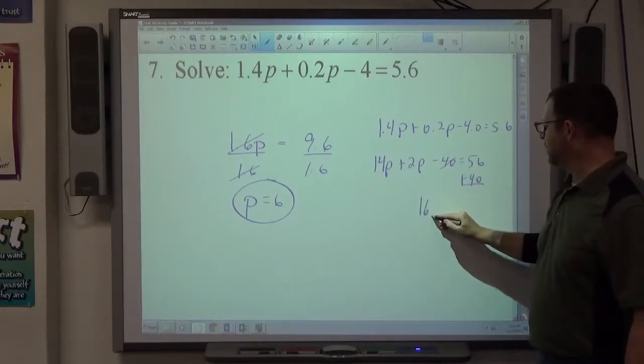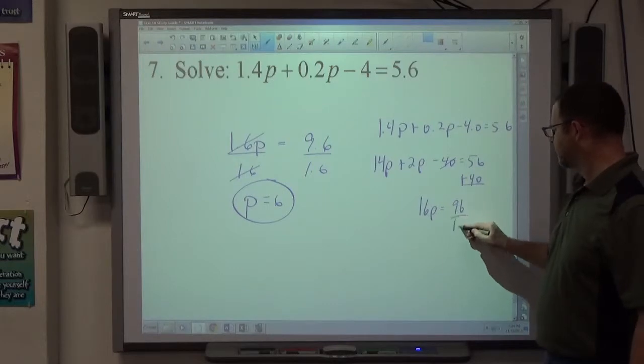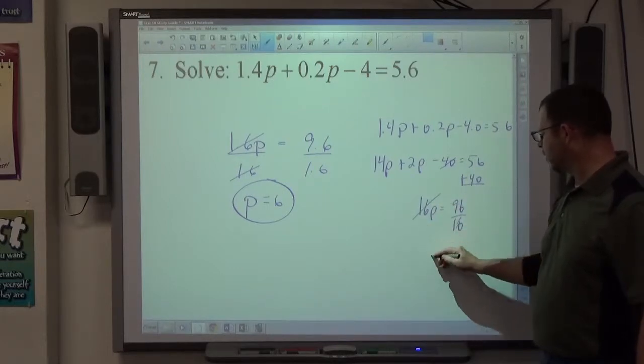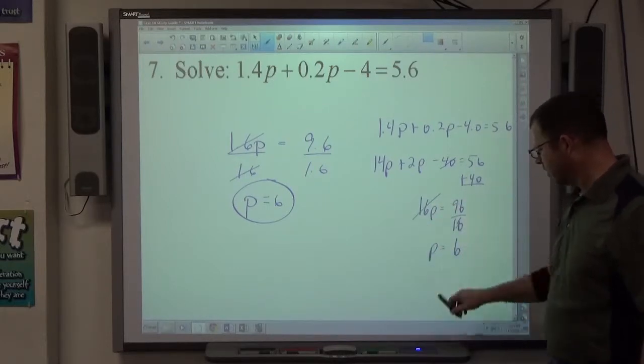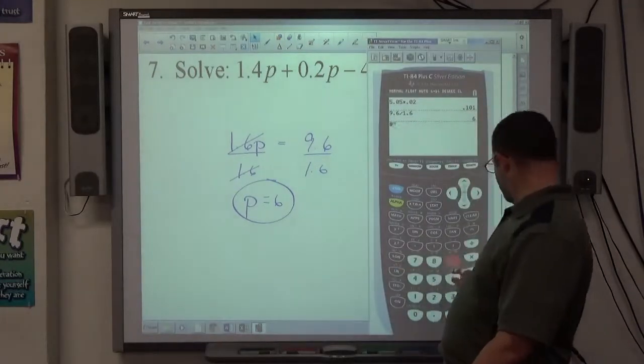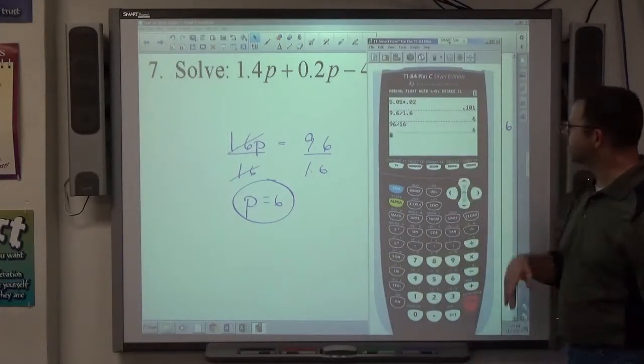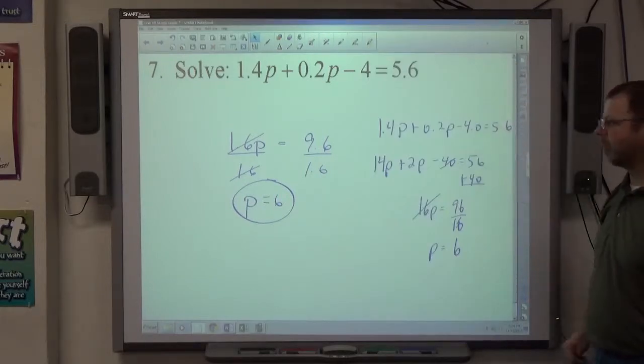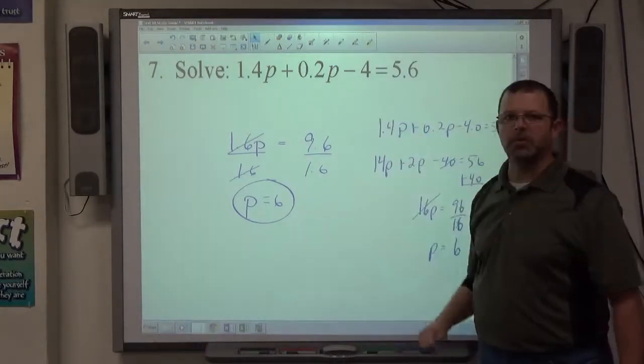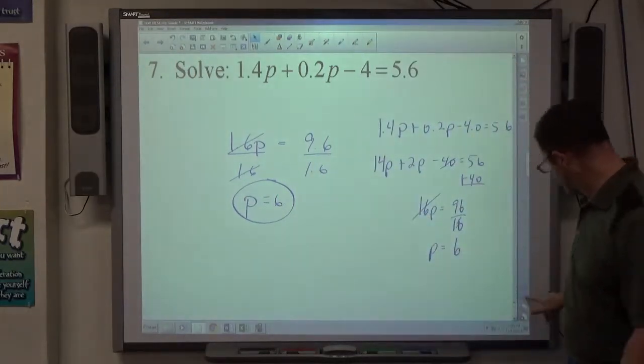That gets me 16p is equal to 96. You get the same answer, 96 over 16 still is equal to 6. Verify that. 96 divided by 16 equals 6. So take your pick. If you don't like decimals, you can get rid of them. That seems simple enough to me that I didn't even worry about it.